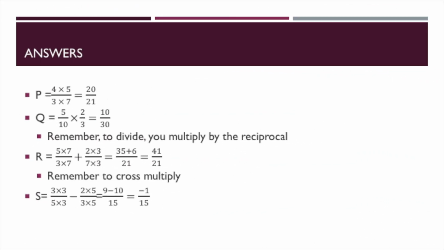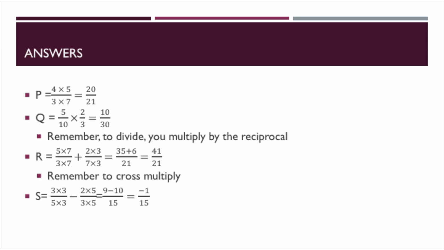So with multiplication, let's take the first question. Remember, just multiply the numerators and the denominators. So we got 4 times 5, which is 20, over 3 times 7, which is 21. So P in this case is 20 over 21. Now, when we're dividing, which is the second question, which is Q, remember it's the same as multiplying by the reciprocal. So we have 5 over 10 times the reciprocal of 3 over 2, which is 2 over 3, which is 10 over 30. So remember, when dividing, you multiply by the reciprocal.